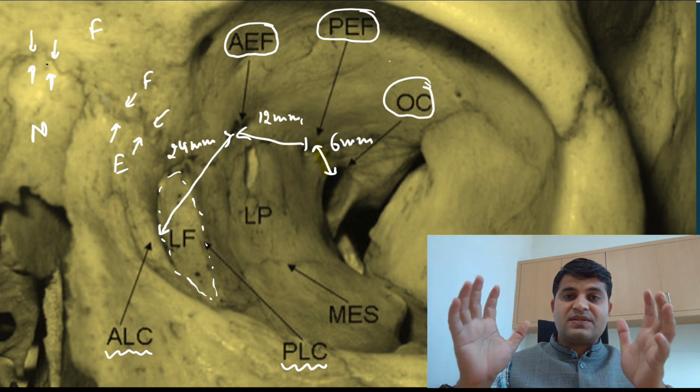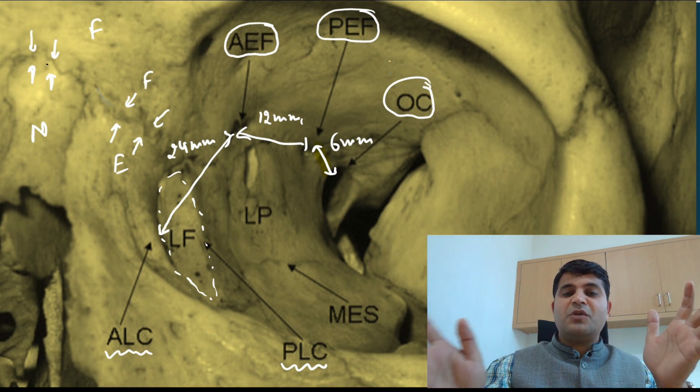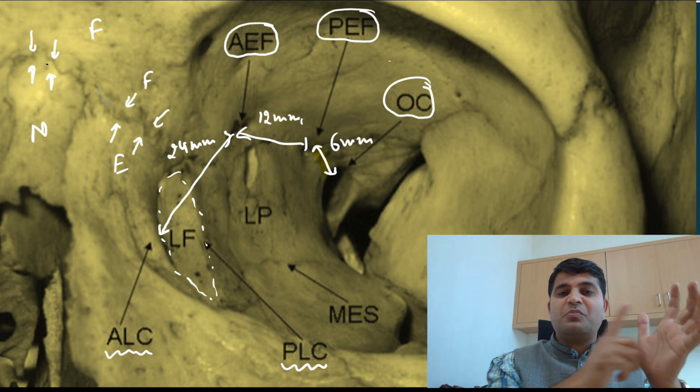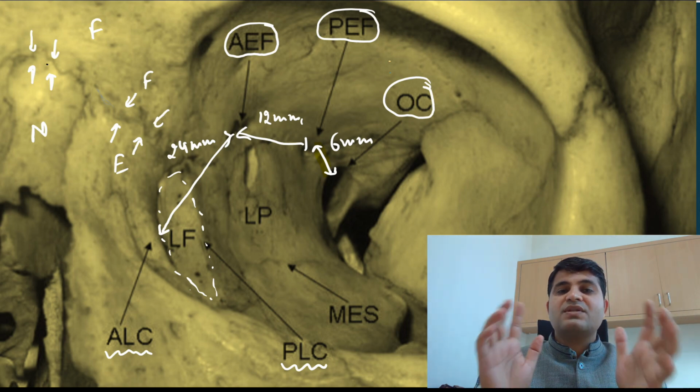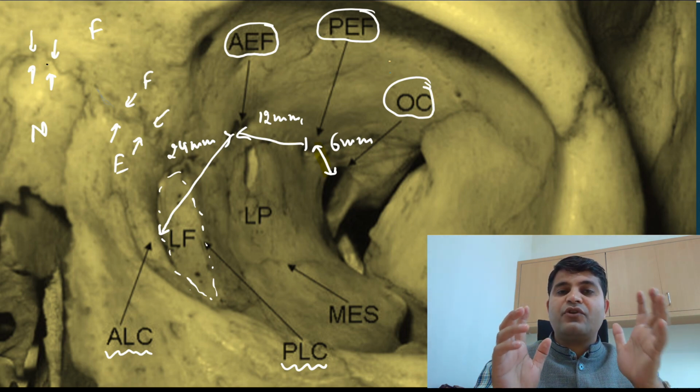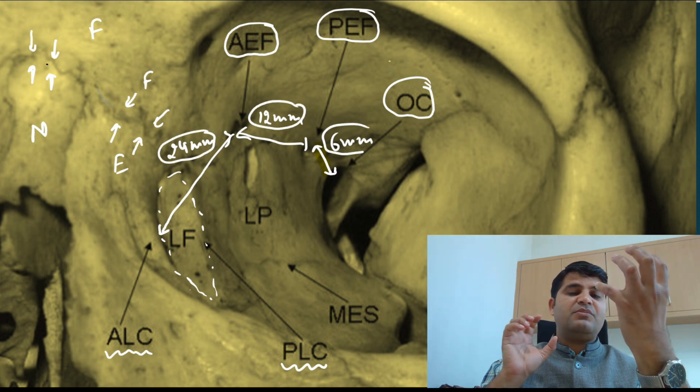So I repeat, 6, 12, 24. Clear? 6 multiplied by 2, 12. 12 multiplied by 2, we have 24 millimeters. So this is how you have to remember. I repeat, from anterior aspect 24, then 12, then 6 millimeters.